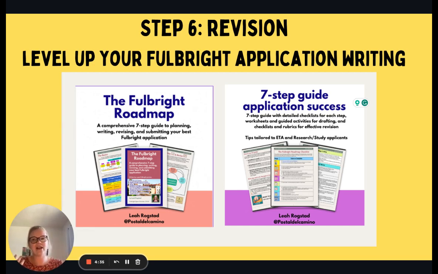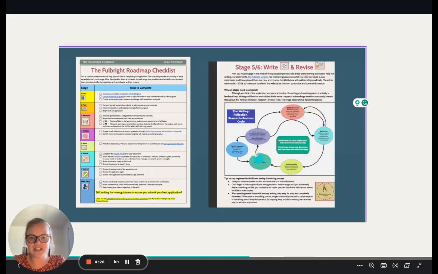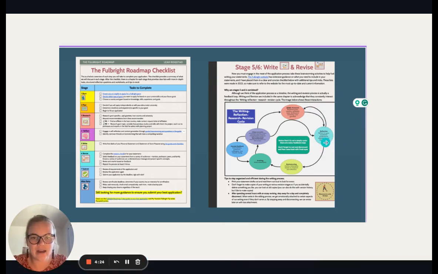So maybe you already have your draft of your personal statement and your statement of grant purpose. And this is part of that writing and revision cycle that we talk a lot about in the guide. That is a cycle. So it's not linear. You're not just going to write, revise, and be done. It's going to be a constant kind of circular process.